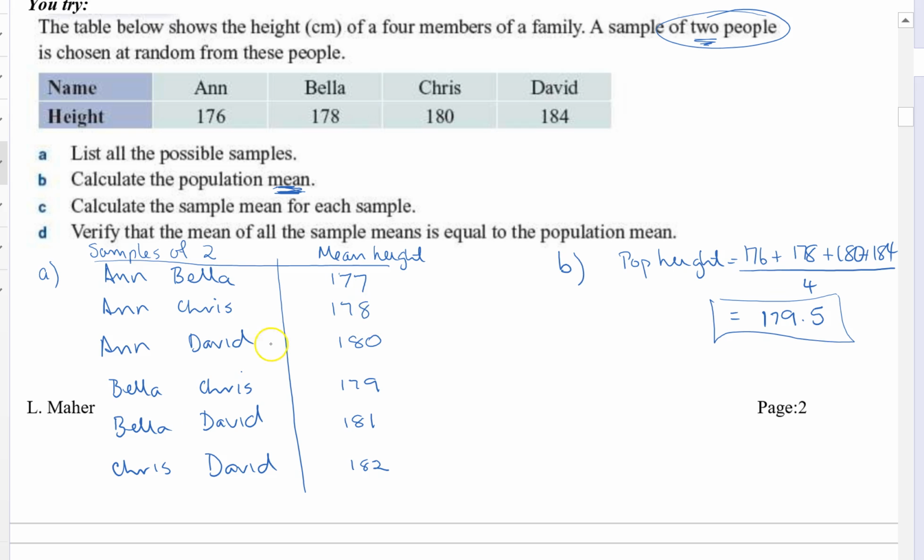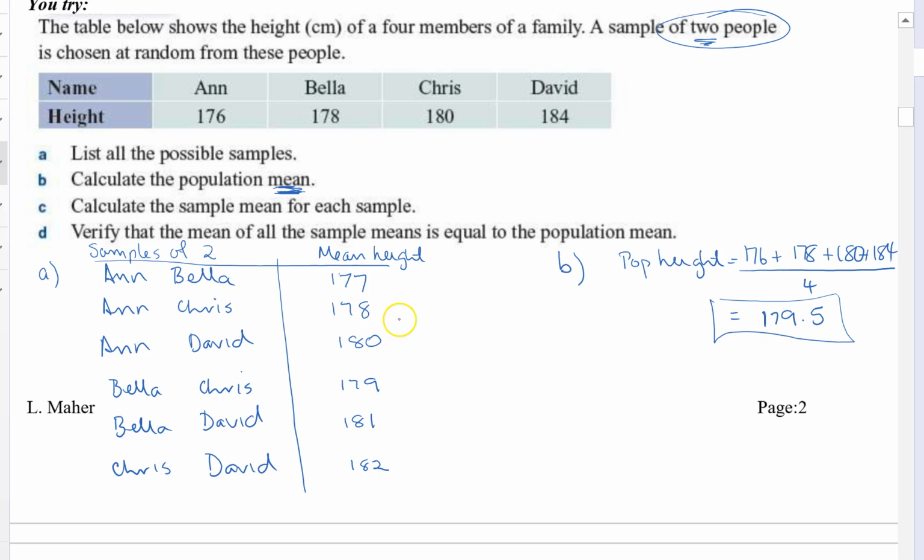Anne and David, it's also close, but it's a little bit above. Bella and Chris at 179 is the closest we get. Bella and David at 188, too high. Chris and David at 182, also too high. So the majority of these samples don't reflect the population.